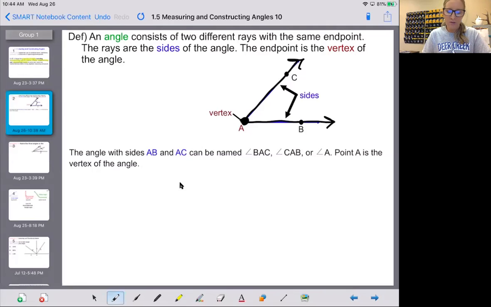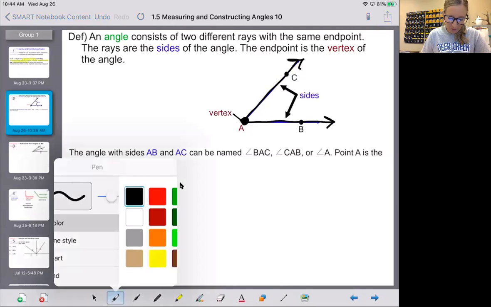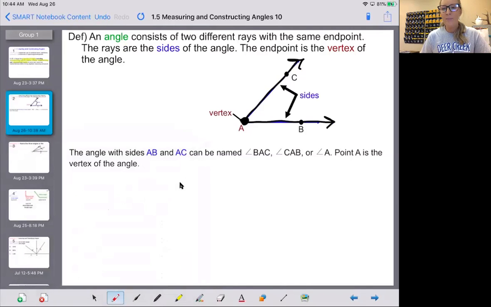So the rays are the sides of the angle. And then the endpoint, of course, where they come together, we're going to call that a vertex, just like we did when we were working with polygons. Whenever you look at that picture there, we can name that angle many ways. The first way is we can name it angle BAC. You can start with one of your points, then go to the vertex and then come back out. So that would be angle BAC.